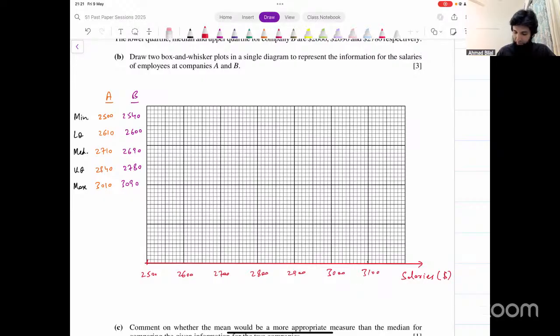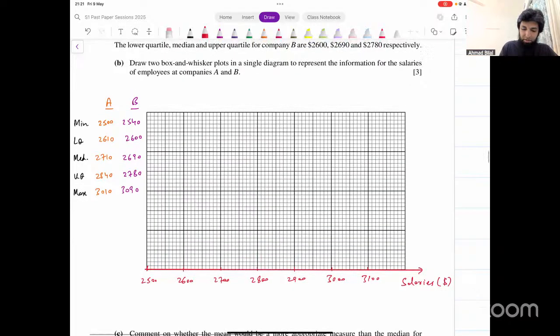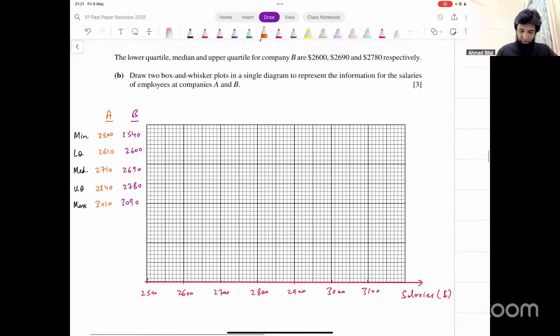Okay, that's what you could do on the horizontal axis. Let's mark those points now. For A, let's mark the points. 2500, that's 1 point. 2610, that's another point. 2710, 2840, 3010.